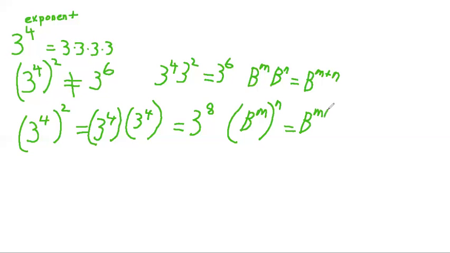And again, when you write letters right next to each other in mathematics without any symbols, the operation is understood to be multiplication. So b to the m raised to the n is the same thing as saying b to the m times n. Okay. Again, hopefully these two numerical examples serve to illustrate.